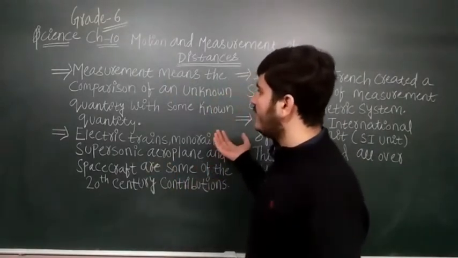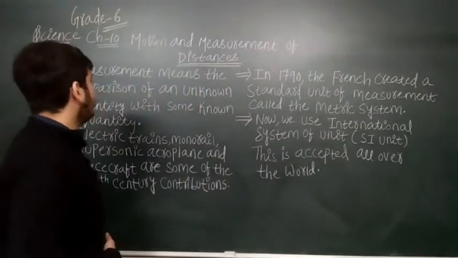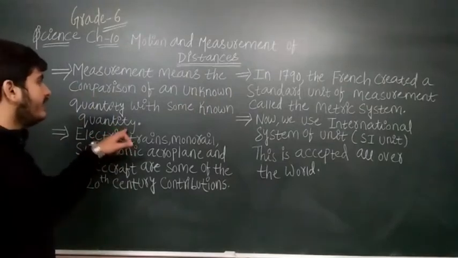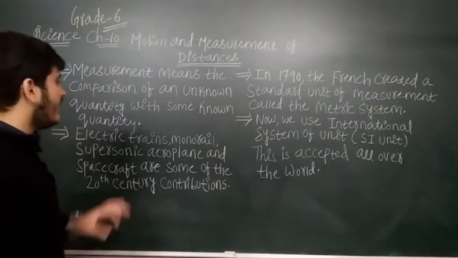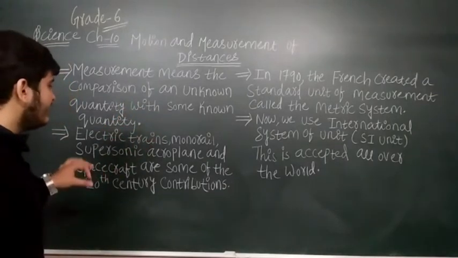Now just recall again what the meaning of measurement is. Measurement means the comparison of an unknown quantity with some known quantity. मेजरमेंट का मतलब होता है किसी चीज को कंपेयर करना, अननोन क्वांटिटी का कंपेयर करना किसी नोन क्वांटिटी के साथ.